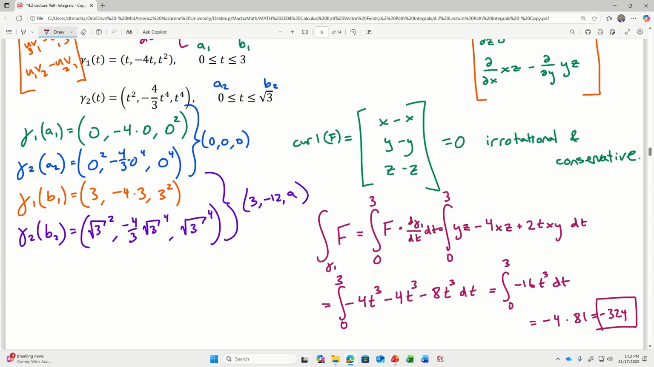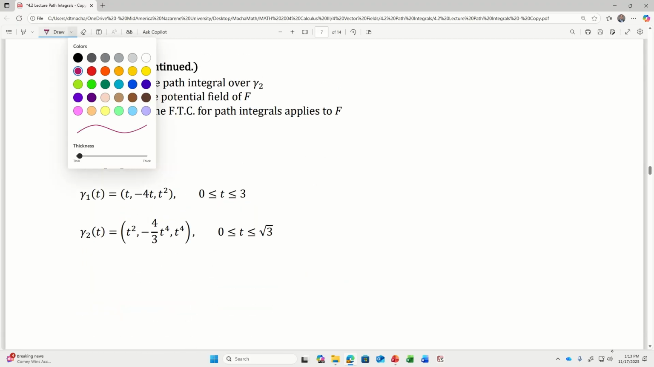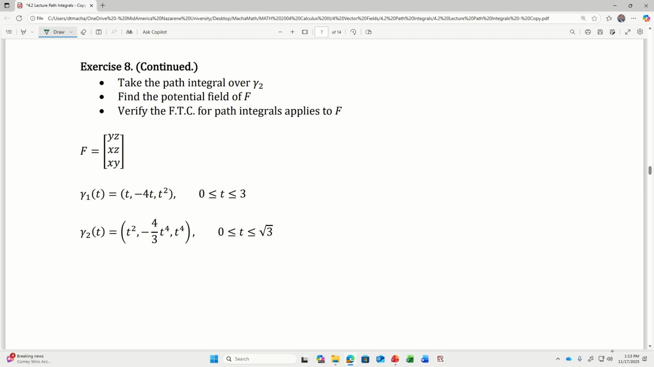Questions? So let's do the second half of exercise 8, if there's no questions. The second half says take the path integral over gamma 2. Here's gamma 2. So now we've got to do the same path. No, not the same path, a different path, same vector field.